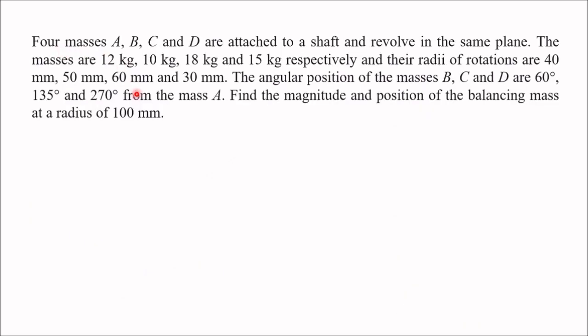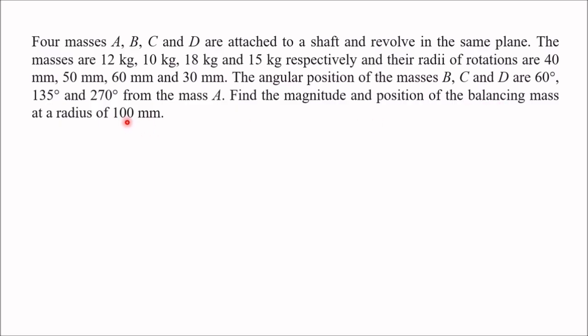So there are four masses A, B, C and D attached to a shaft and revolving in the same plane. So all these four masses are in the same plane. The masses are 12 kg, 10 kg, 18 kg and 15 kg respectively, and their radius of rotations are 40 mm, 50 mm, 60 mm and 30 mm. The angular position of the masses B, C and D are 60 degree, 135 degree and 270 degree from the mass A. Find the magnitude and position of the balancing mass at a radius of 100 mm.